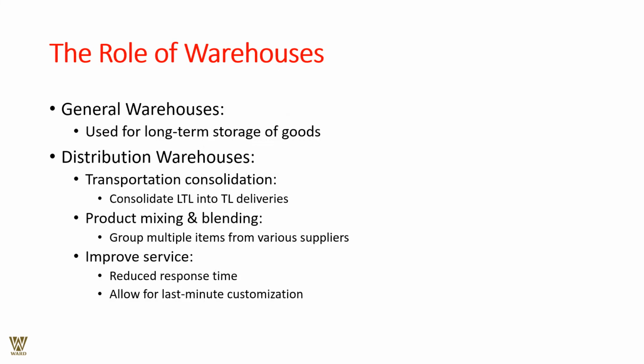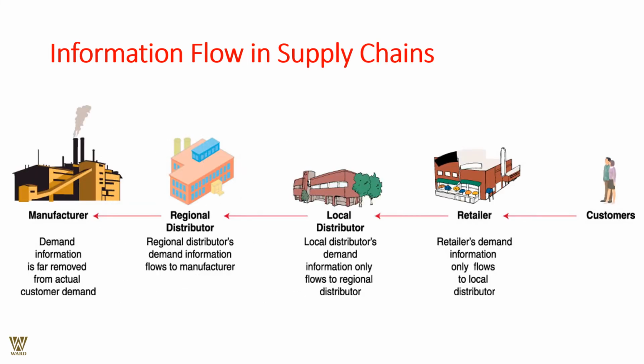The role of a warehouse: general warehouses are used for long-term storage of goods, distribution warehouses for transportation consolidation. We are talking of small deliveries, time-lag deliveries. Now, what are we looking into? Product mixing, product blending, grouping multiple items from various suppliers. If we can repackage, relabel, and improve services in terms of reducing time to service, allowing for last-minute customization, absolutely last-minute customization to the requirements of the customers, this is a major role that a warehouse can play in supply chain management.